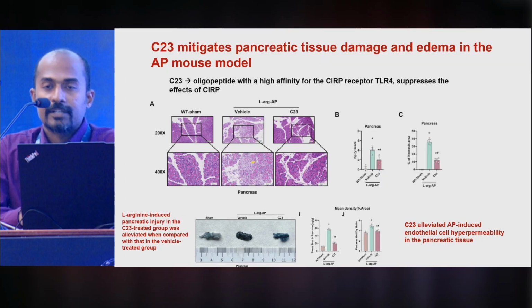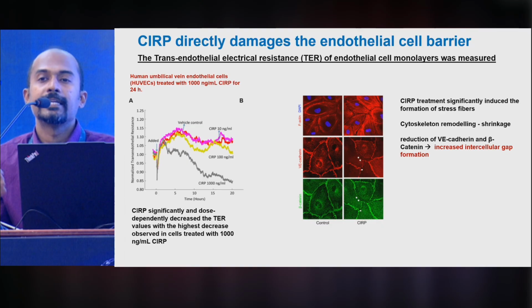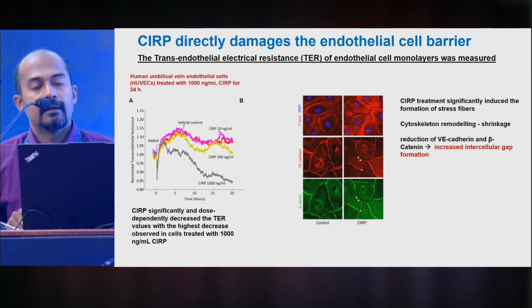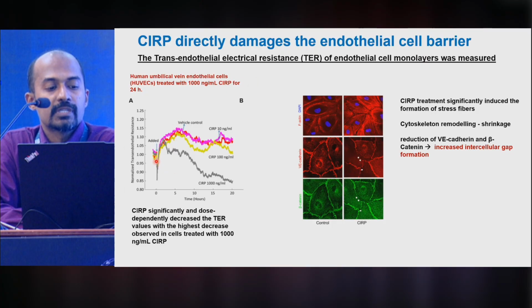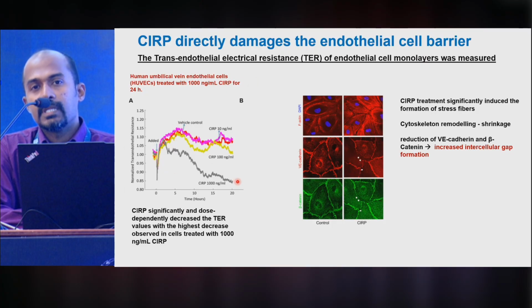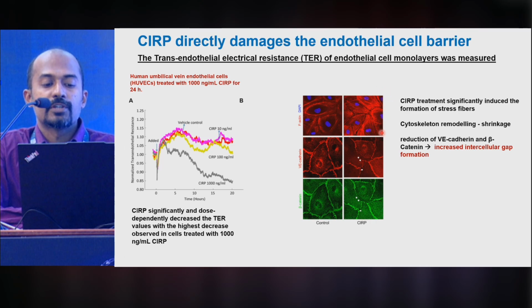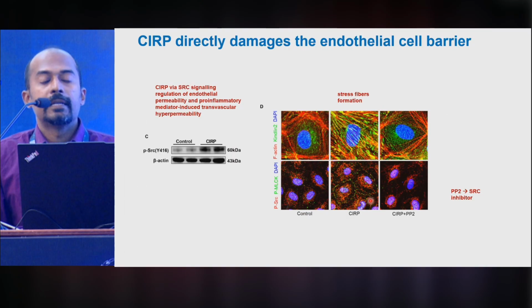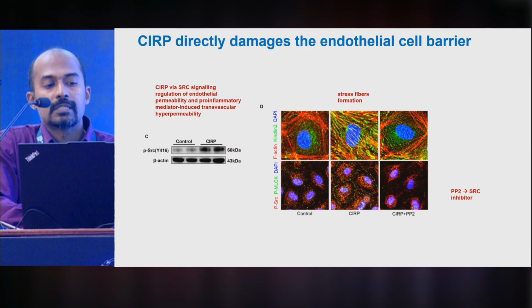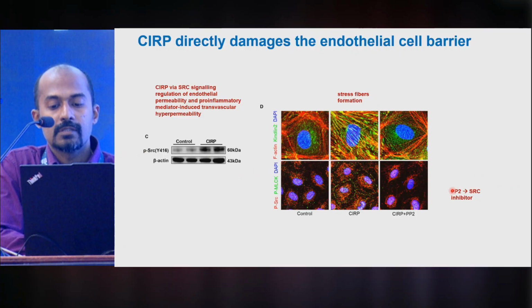In order to know how it is actually functioning in terms of endothelial cells, they tried to grow HUVEC endothelial cells and treat them with CARP peptide and look at transendothelial electrical resistance, which is drastically reduced here. Apart from this, they also observed actin remodeling and a lower expression of E-cadherin and beta-catenin. And this is because CARP is binding or activating a signaling mechanism, SRC signaling, because of which stress fibers are formed, which is confirmed by adding an inhibitor for SRC, which is PP2.